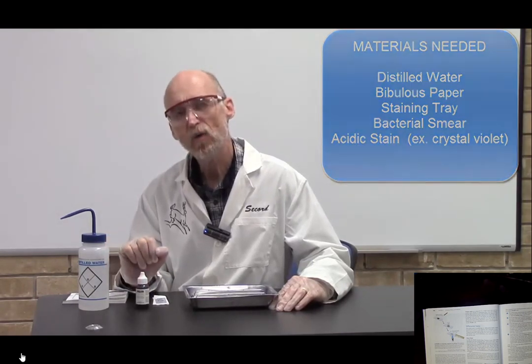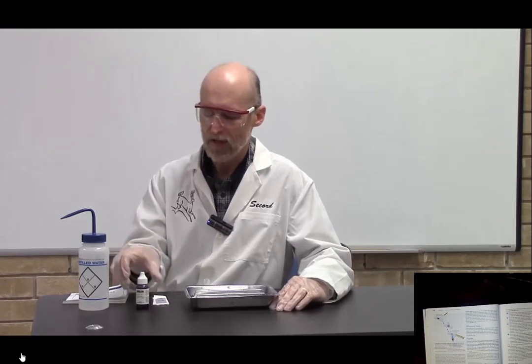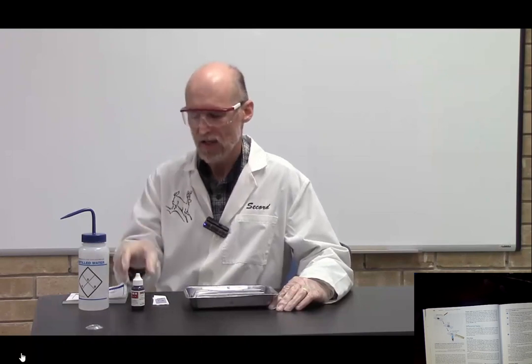Now let me talk about why we use an acid-base stain. You see, the cytoplasm of the bacterium carries a negative charge. Acids carry a positive charge. So when you put that positively charged acid-base stain on that negative cytoplasm, it's attracted to it, it bonds to it, and we get really nice contrast. Now in this video we're going to use crystal violet, but also commonly used is safranin. Any acid-base stain will work.